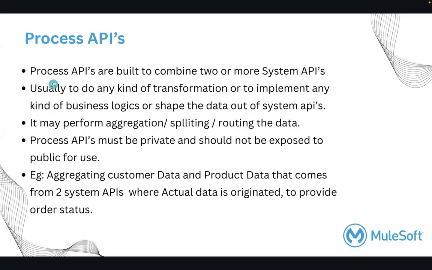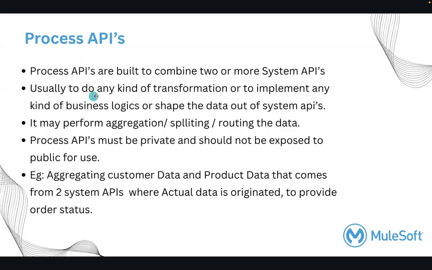In our process layer, process APIs are built to combine two or more system APIs. Like we just saw in our example, we are connecting three different bus providers' details, combining all the data, and providing whatever data they require.